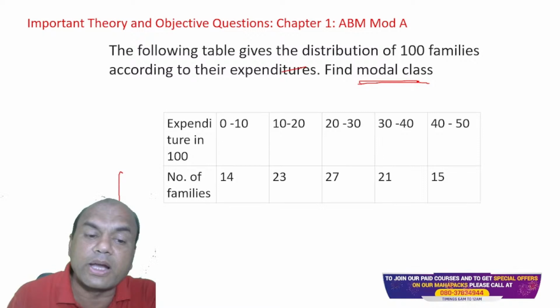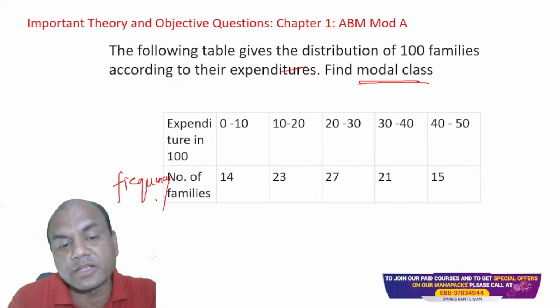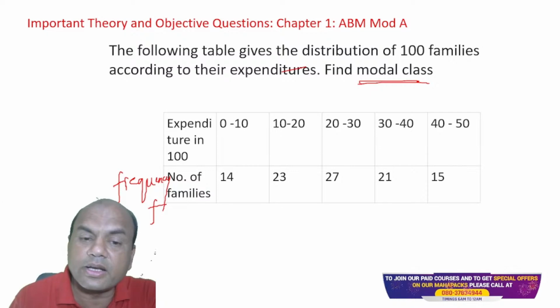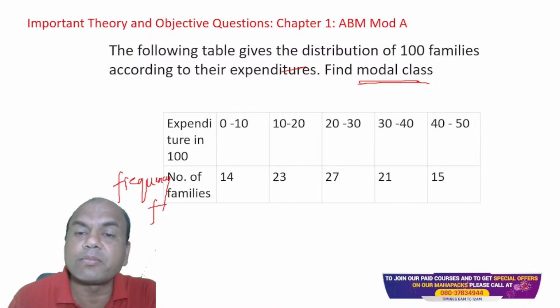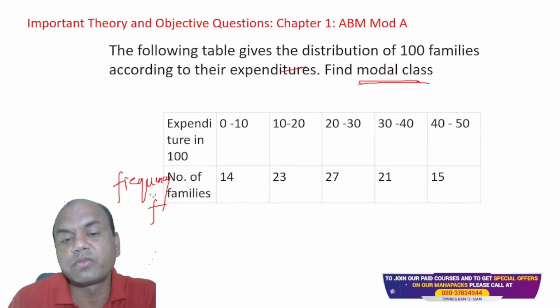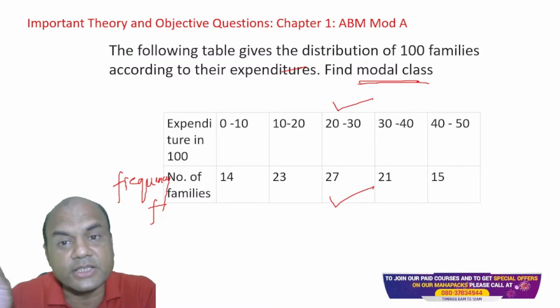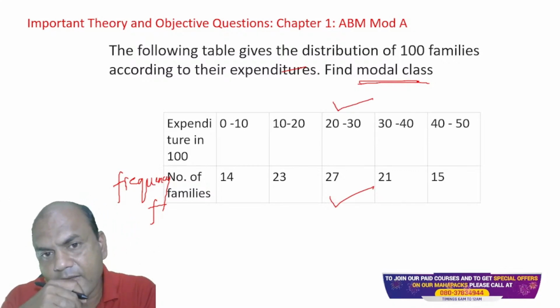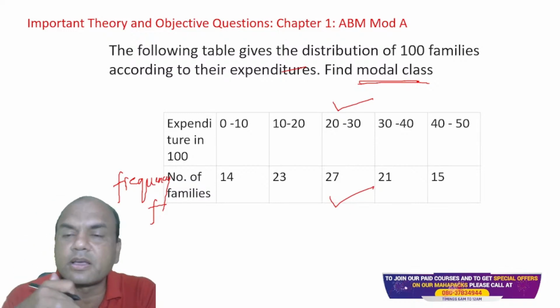Always you must be able to identify the frequency first. If you understand F, then it becomes easier. This is called F, frequency. It always depends on frequency, which is the mode or which is the median or whatever it is. Mainly mode. So mode means what? The one which occurs the maximum number of times. So who's occurring the maximum number of times? 27. So which is the modal class? This is my modal class. Got it? Simple. Remember, the modal class is always the one occurring the maximum number of times.